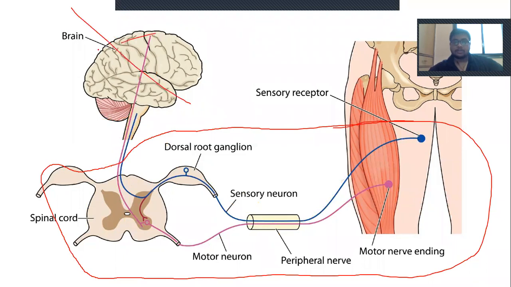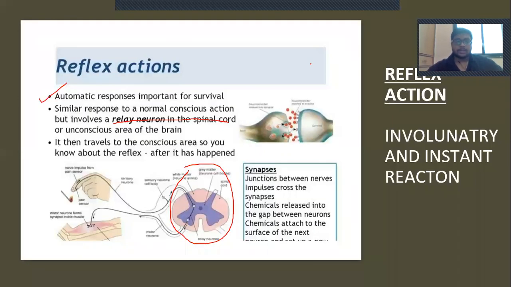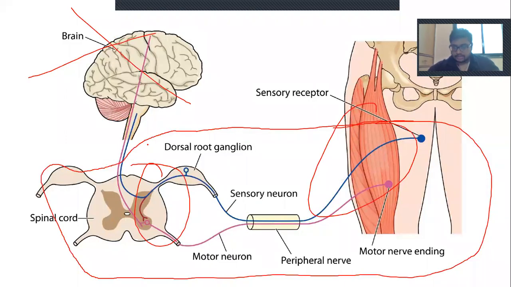The brain does not come in reflex action. Reflex action only involves this movement of the spinal cord and the sensory and receptor cells. Okay, that's it. And what happens is it travels to the conscious area. So conscious area and subconscious area doesn't matter over here.